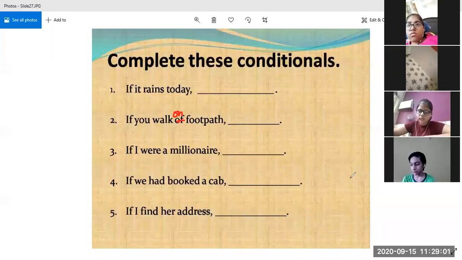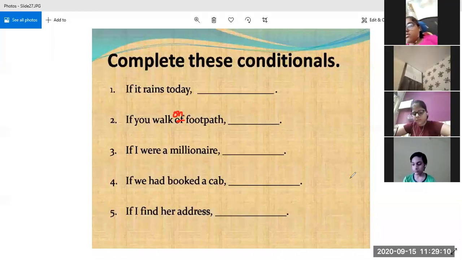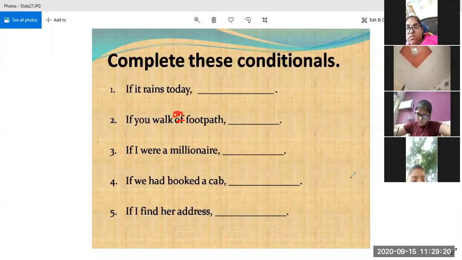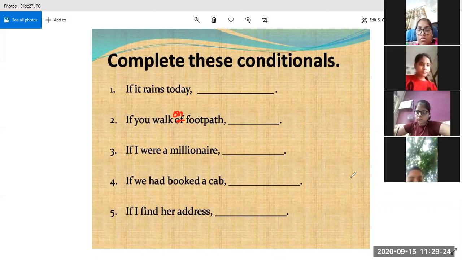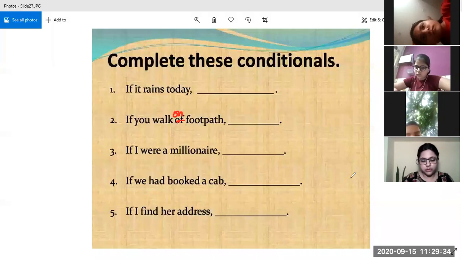In the first part of the sentence we have simple past, I'm so sorry, and in the next part, the main clause, we used would. So this becomes a second conditional. Very good, Pranshu. Next is if we had booked a cab, then Divyanshi. If we had booked a cab, we would have reached the palace. Correct.